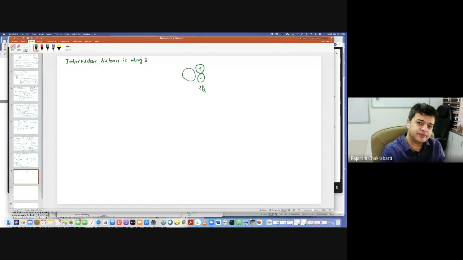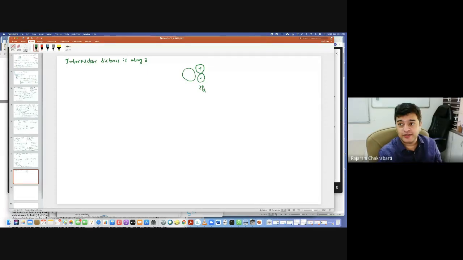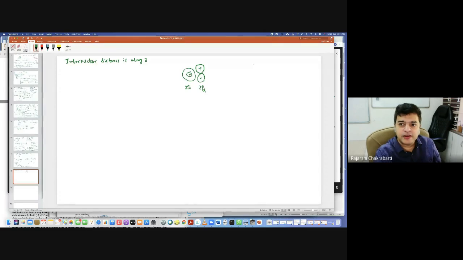2s has a node. One node. Yes, it does have a radial node. So actually, if you look carefully, you'll see 2s as this, isn't it? This is 2s. In some books, people will actually argue that this is 2s, and they will draw it like this. But this is actually 1s, isn't it? The same argument will hold actually.